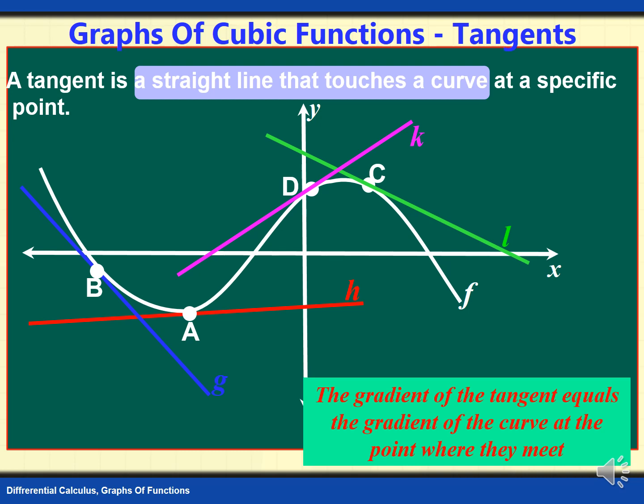Important for us, the concept which is tested mostly in this section is that the gradient of the tangent equals the gradient of the curve at the point where they meet. The gradient of the tangent, so the gradient of the straight line, and the gradient of the curve, they are equal at the point where they touch. That is the main concept that we are going to be dealing with in this particular section.